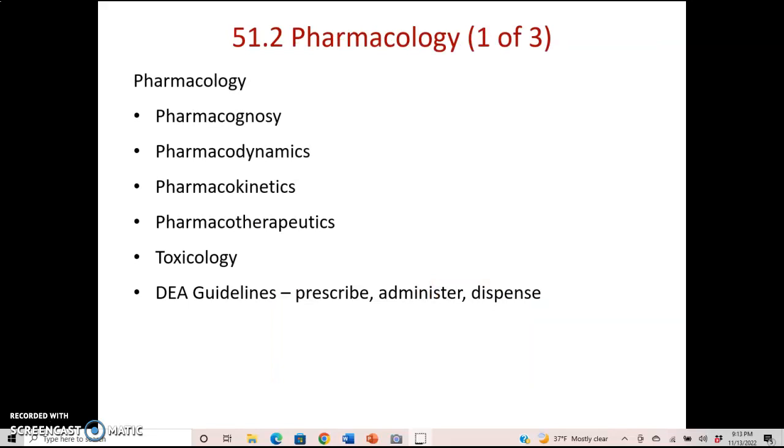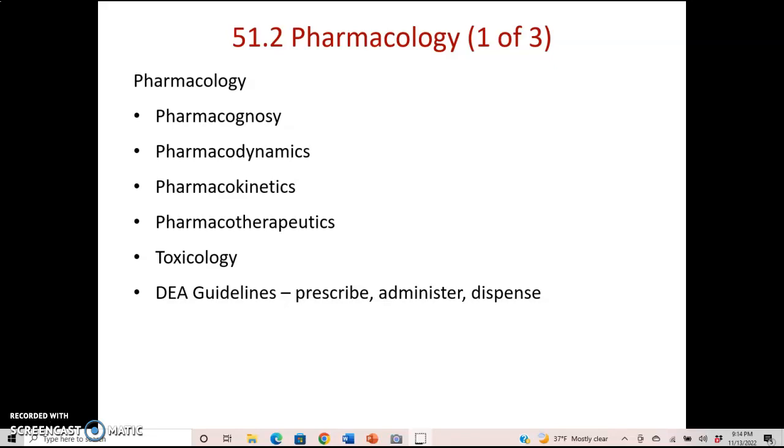A specialist in pharmacology is called a pharmacologist, and there are 5 different types of pharmacology. This includes pharmacognosy, or the study of the characteristics of natural drugs and their sources, pharmacodynamics, the study of what drugs do to the body, pharmacokinetics, the study of what the body does to drugs, pharmacotherapeutics, which is the study of how drugs are used to treat disease, and toxicology, which is the study of poisons or poisonous effects of drugs.